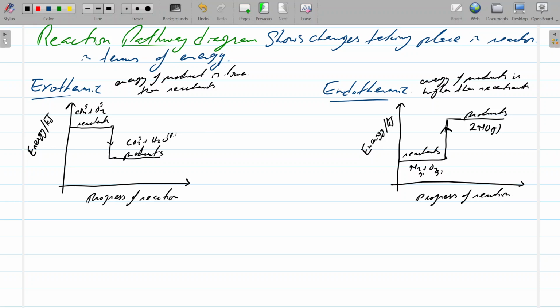Now, there is a bit left to talk about, right? They've given some examples of endothermic. We know what exothermic is. They've given an example of an endothermic as well.